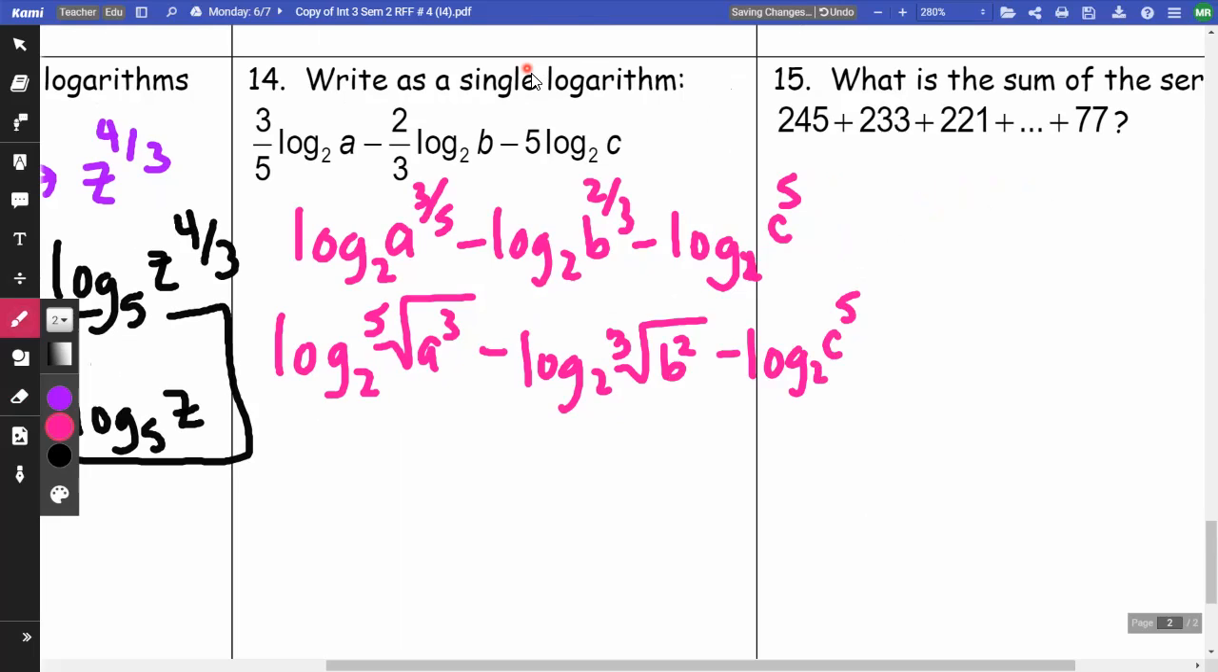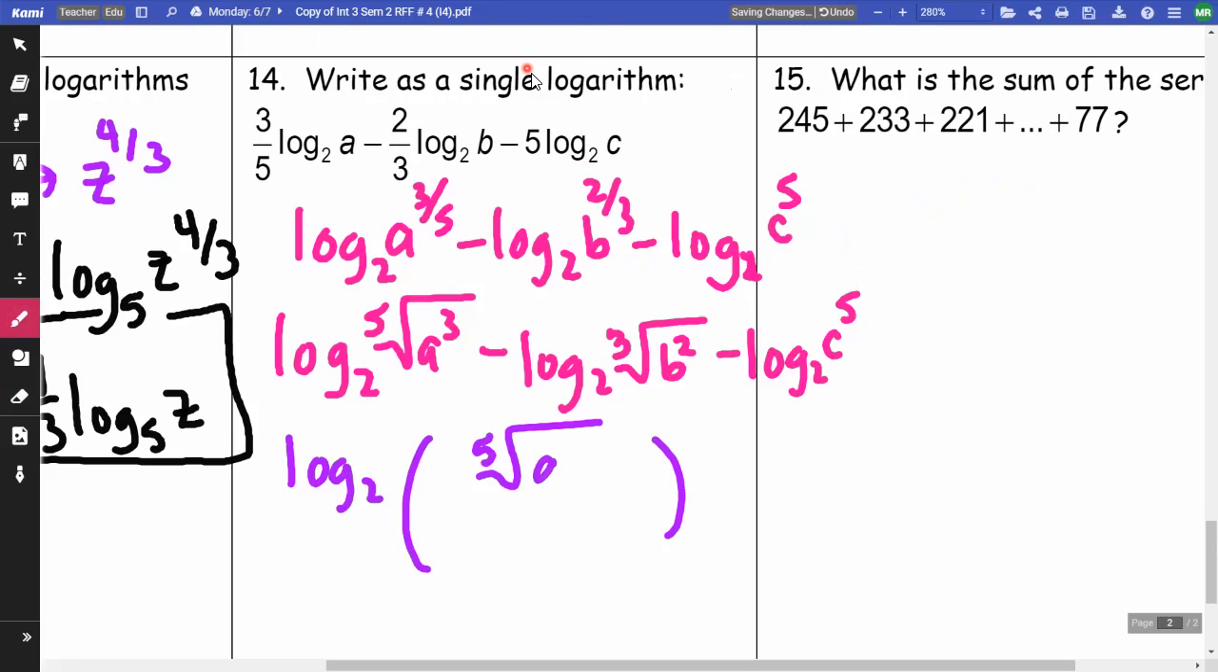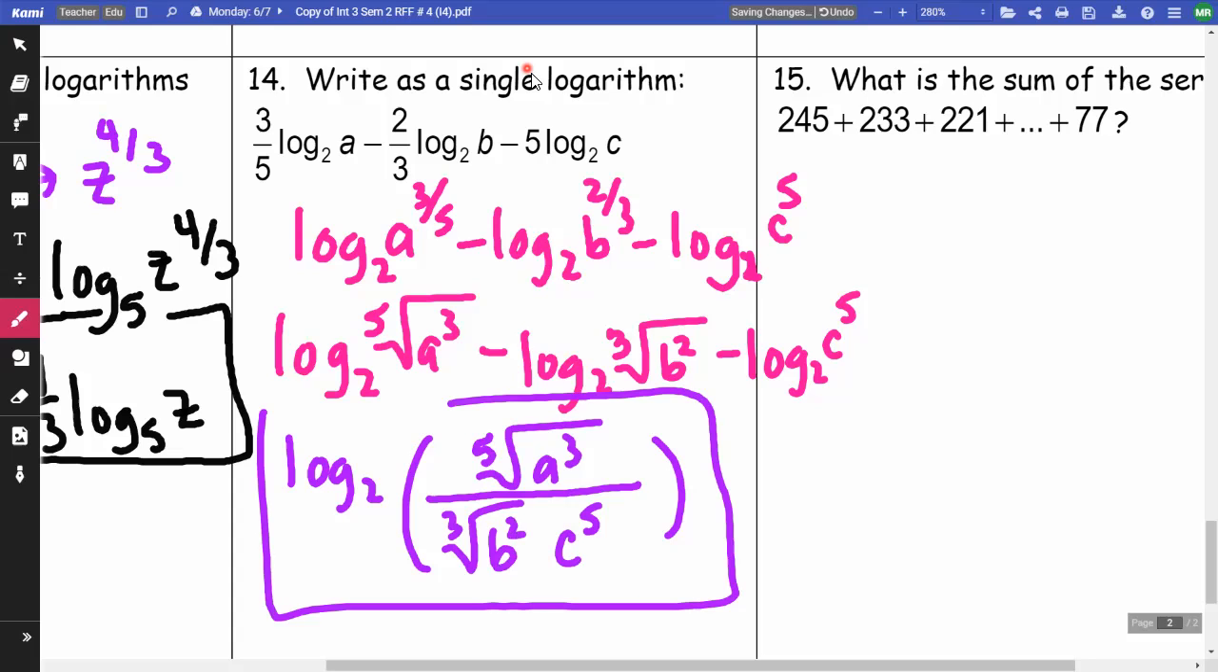Now I can write this as a single logarithm. It's going to be log base 2 of something. Well, on top, I'm going to have the 5th root of a cubed. On bottom, because of the minus in each of them, I'm going to have the cube root of b squared and c to the 5th. And that's your answer.